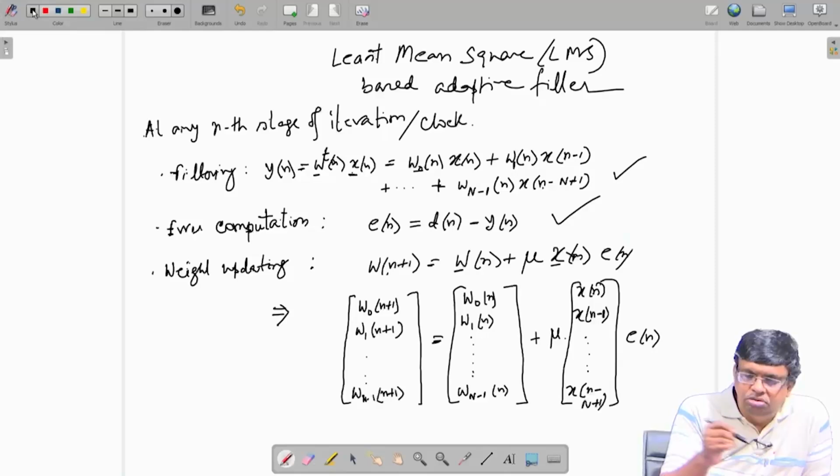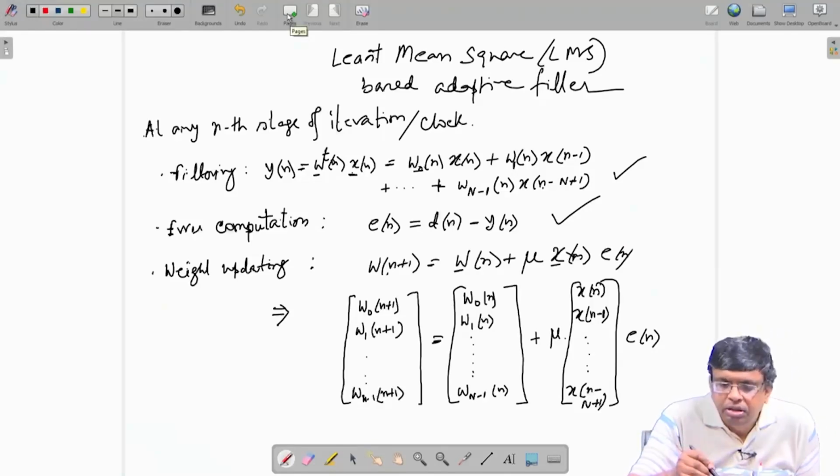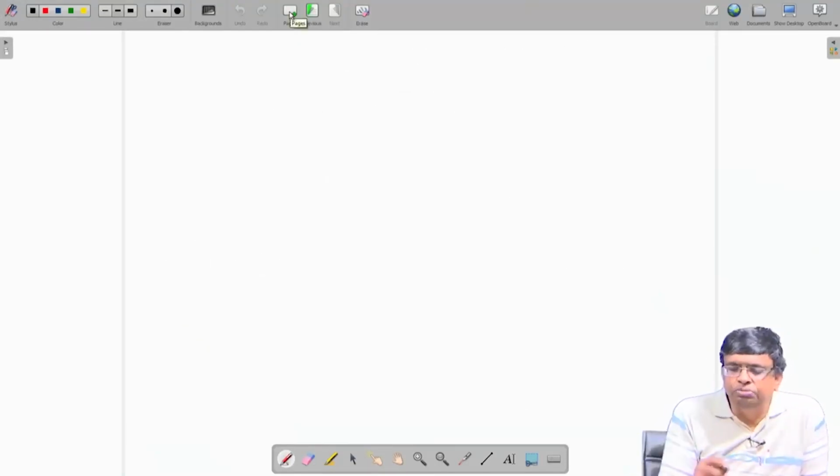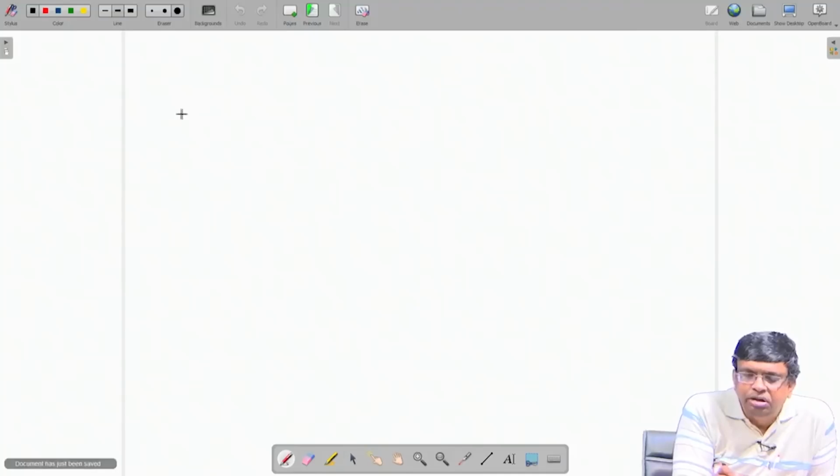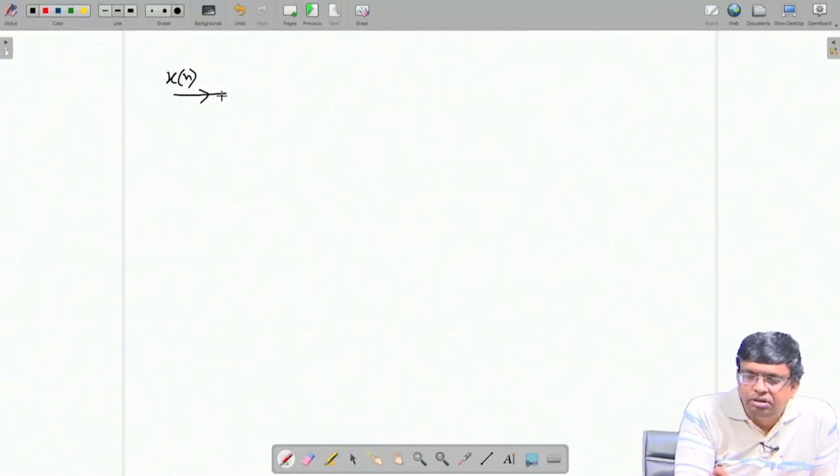Okay. So, therefore, I go to the circuit directly, I will come back to this page again if required. Take the input, x n. x n will be multiplied by, like an FIR filter, W 0, but here W 0 is a function of n, it changes from clock to clock.